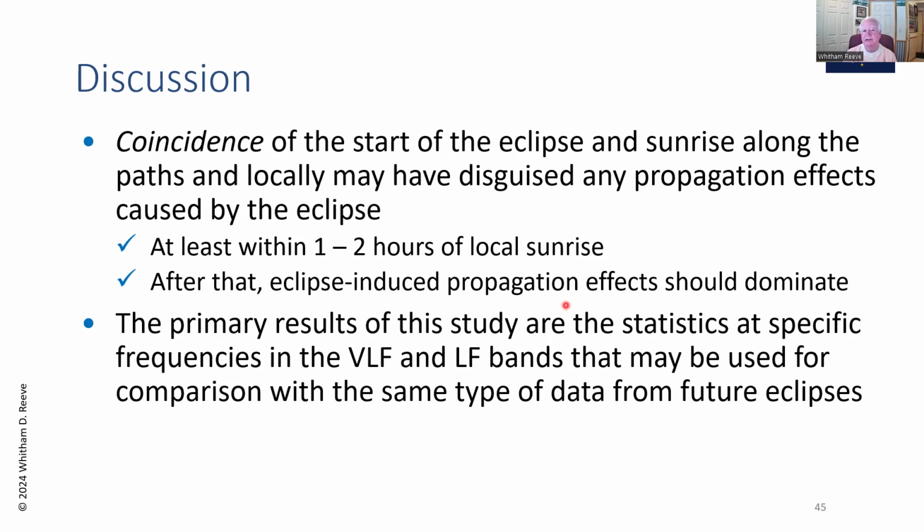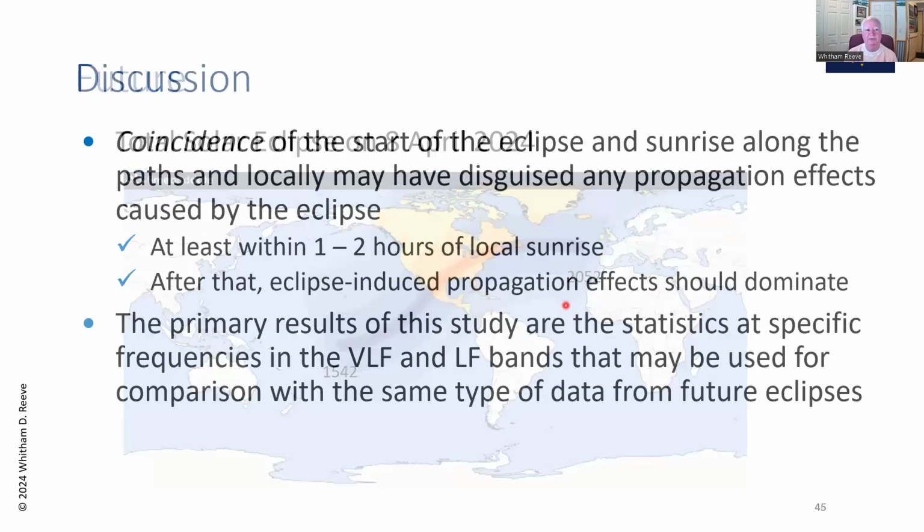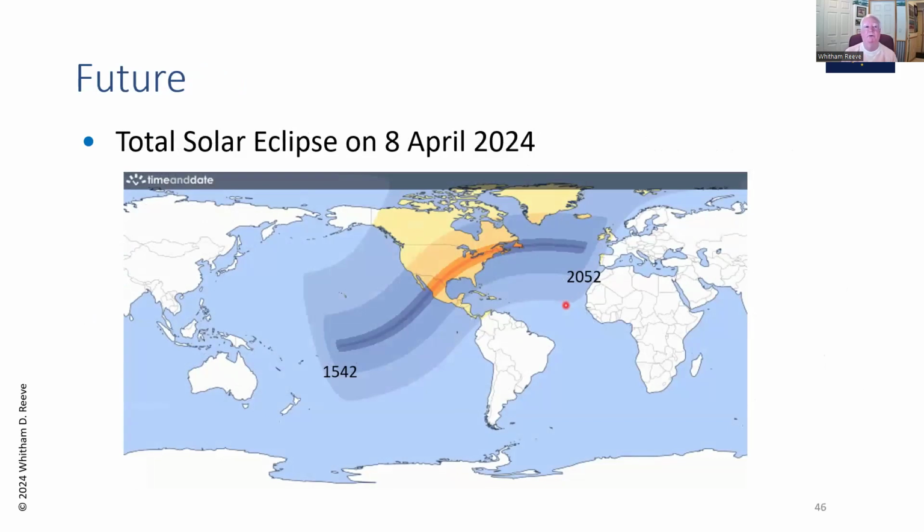So the primary results from this study would be the statistics at specific frequencies in the VLF and LF bands. So I'm going to continue using those 5 stations that I listed previously, and hopefully I'm going to gather some propagation statistics over the next eclipses that I am able to observe here in Alaska. So what does the future have to hold?